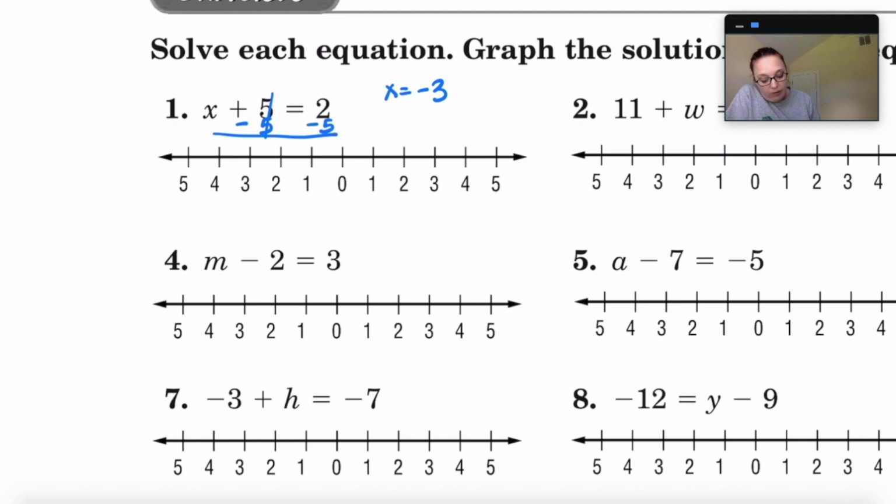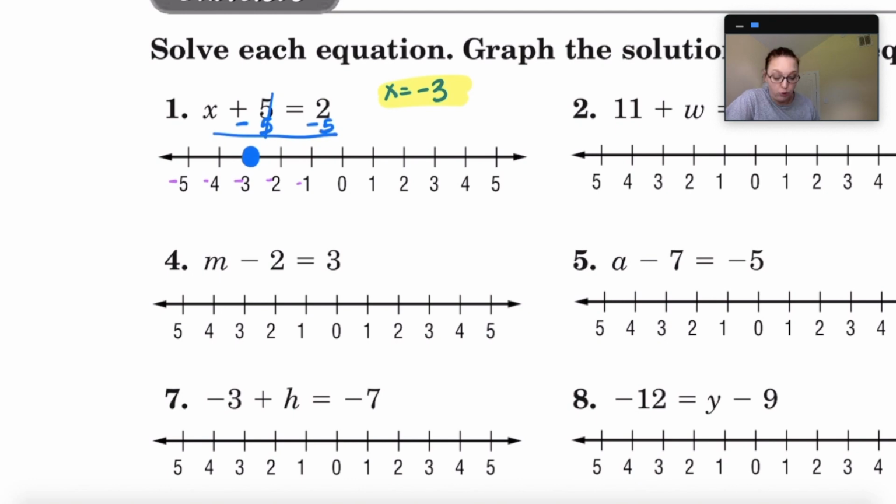Now, we actually have a slight problem here on our number line. The negative signs fell off, so to speak. They did not show up. So I'm going to include those negative symbols right there before I graph it. And I'm going to go ahead and now graph the solution. So if my solution is x equals negative 3, I'm going to find negative 3. And I'm going to put that closed circle. And that's it. That is the solution for number 1. That's how you would graph that.